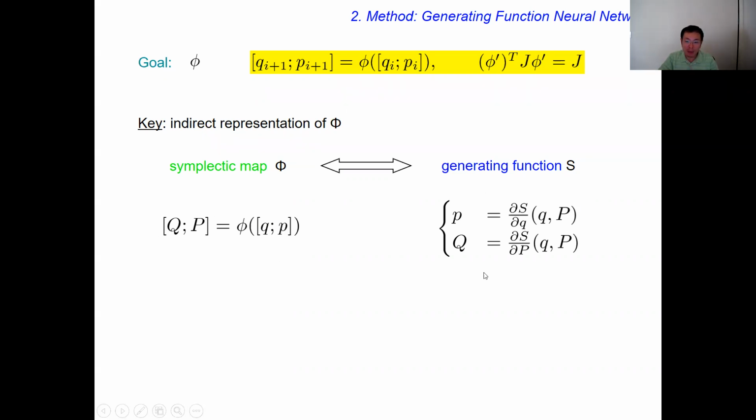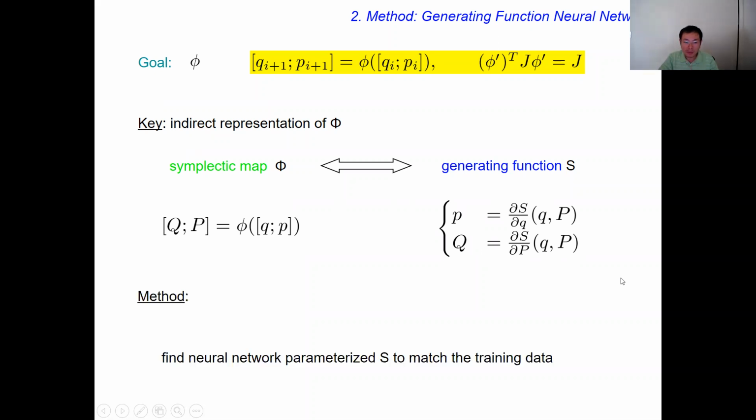And one example of such a generating function is, it actually relates also the current position momentum and the future position momentum together, however, via a PDE. So it's a funny looking PDE because this S in this case is evaluated at a mixture. So you are evaluating it at the current position and the future momentum. And then if you do this partial derivative and then evaluate, you will get the current momentum. And if you do it the other way, you get the future position.